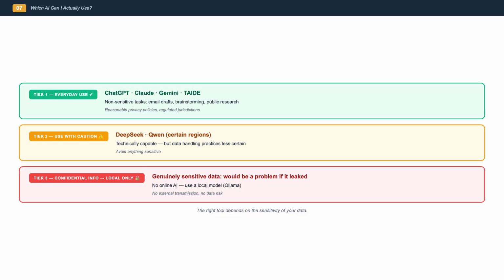The third tier: genuinely confidential information, anything that would be a serious problem if it leaked. For this category, no online AI is appropriate. The right tool here is a local model, software that runs entirely on your own machine, with no external transmission at all. Ollama is an example of this kind of setup.